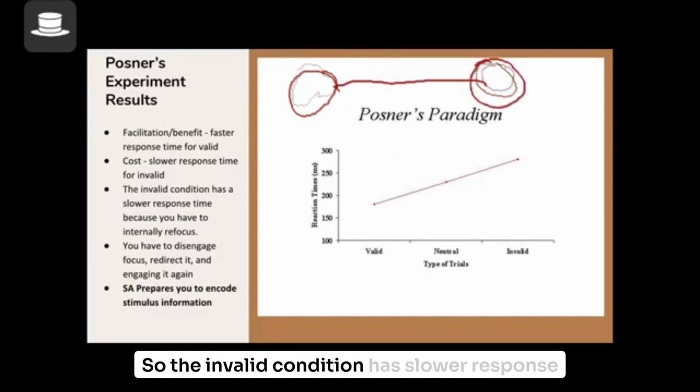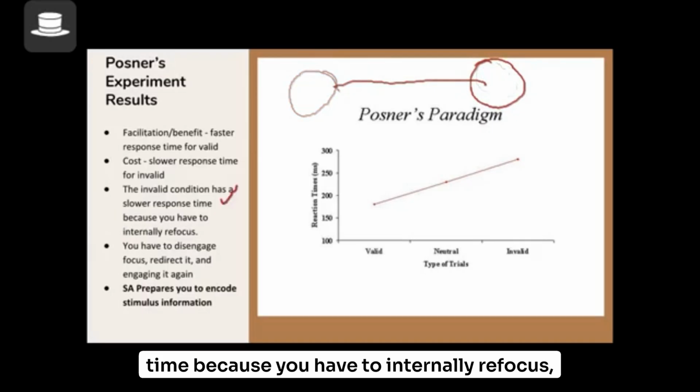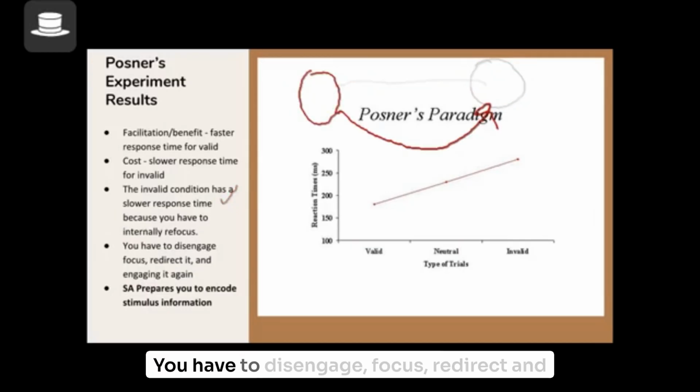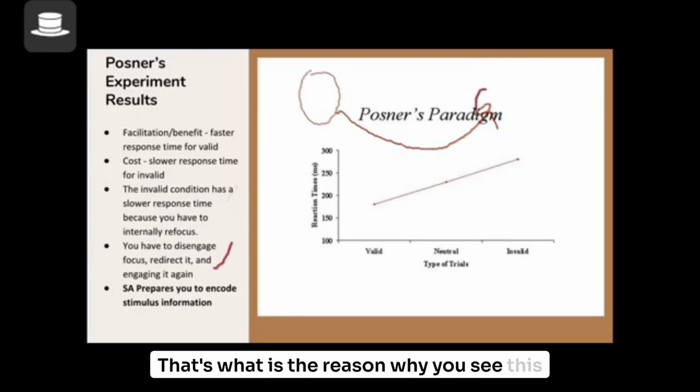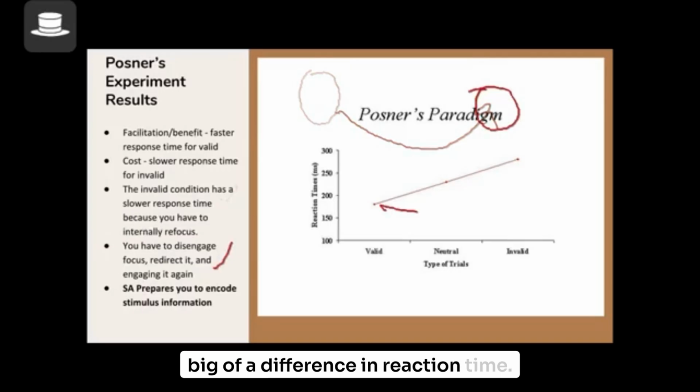So the invalid condition has slower response time because you have to internally refocus. Change your spotlight attention from this point to this point. You have to disengage, focus, redirect, and re-engage again. That's the reason why you see this big of a difference in reaction time.